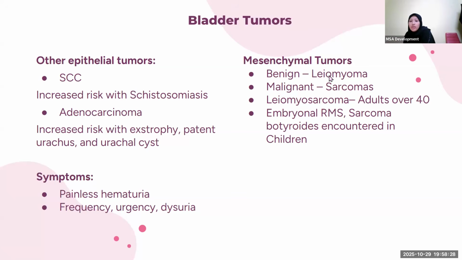The benign one is called leiomyoma. Malignant, again, oma, right? Malignant mesenchymal is called sarcoma. Sarcoma is most of the time malignant. So the malignant mesenchymal bladder tumor is leiomyosarcoma, which is common in adults over 40, and then there are other cancerous mesenchymal tumors in children, which is not the main focus, but I just brought it here for completion.